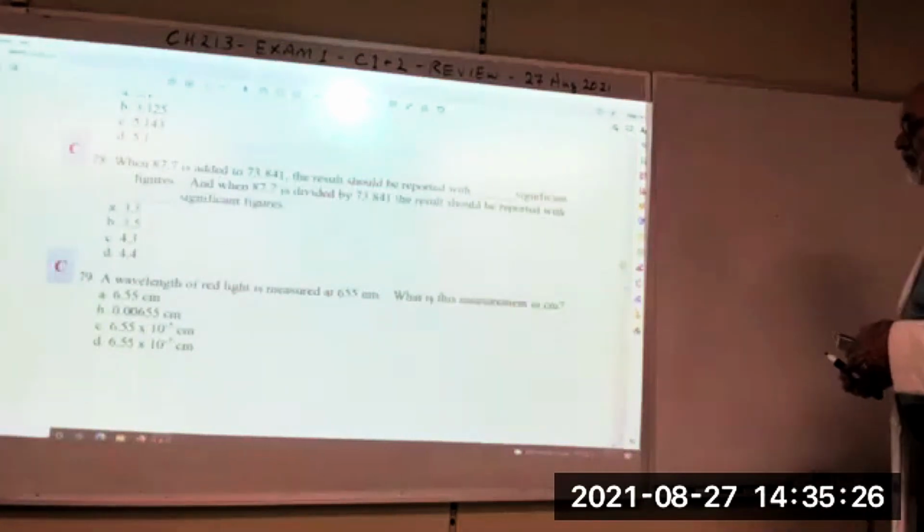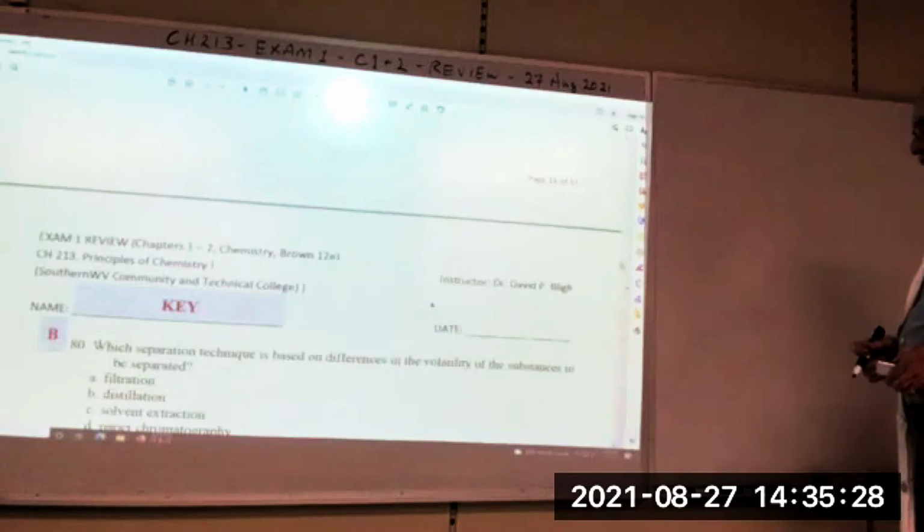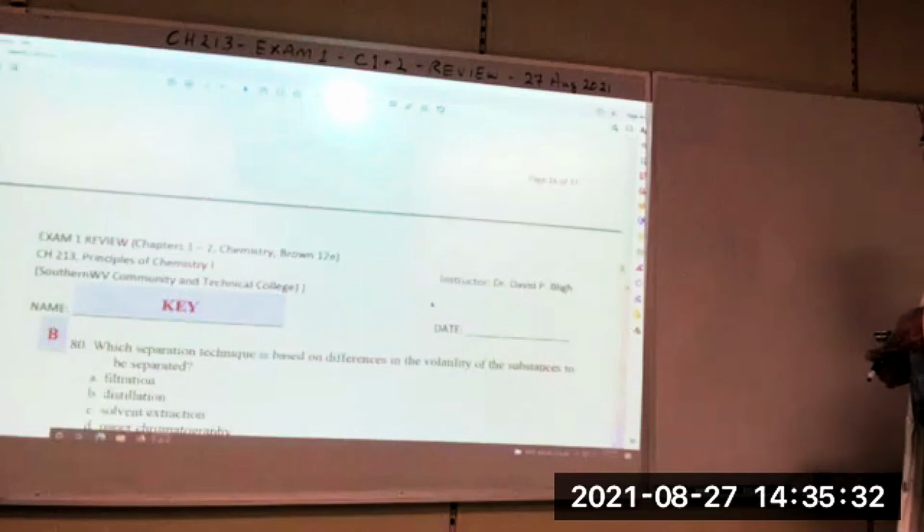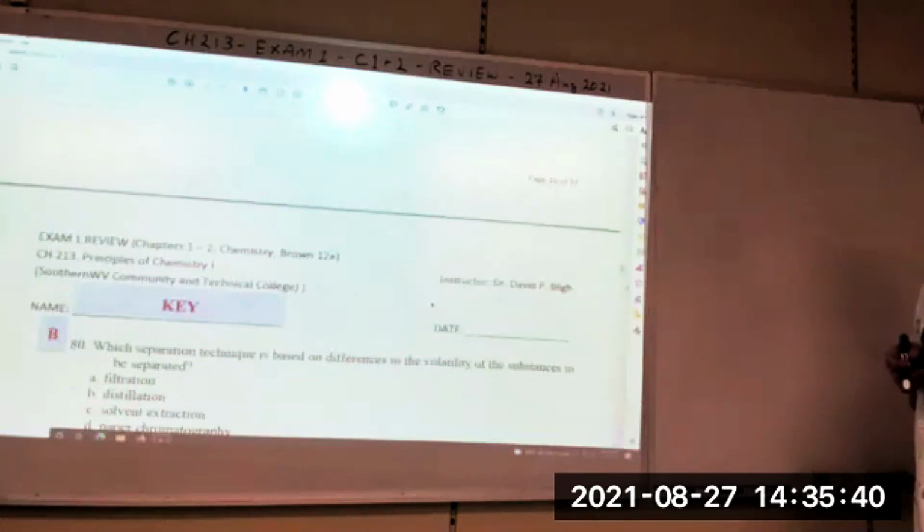Okay, chapter 1. What type of separation technique is based on the difference in volatility of the substance to be separated? Distillation. Ask any moonshiner and they'll know the answer to that. Because ethanol is more volatile than water.